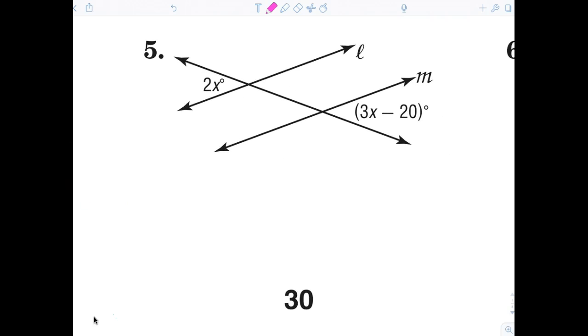Number 5, those are alternate exterior, so they have to be equal. So we would say x is equal to x equals 20. You're all right. X equals 20. All right? Any questions? All right, here we go.